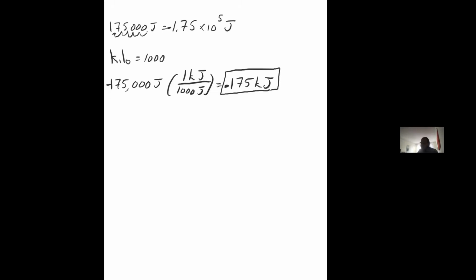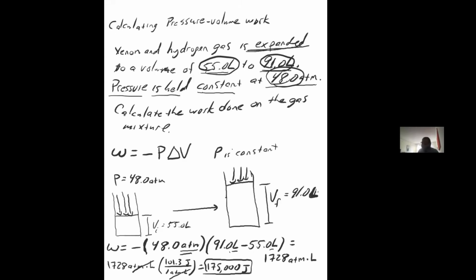One of the things that I find kind of interesting about the problem was the wording of the question. If we go back to the original question, it says, calculate the work done on the gas mixture. And the answer is the gas mixture didn't have work done on it, which is sort of interesting. The gas mixture actually did work on the piston, on the cylinder, on the surroundings. So it is negative, absolutely.